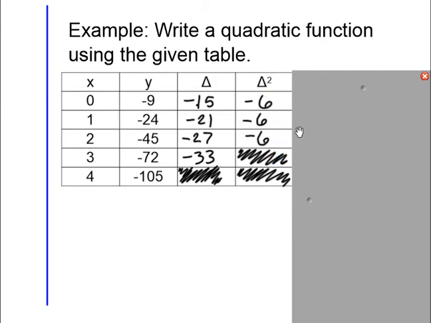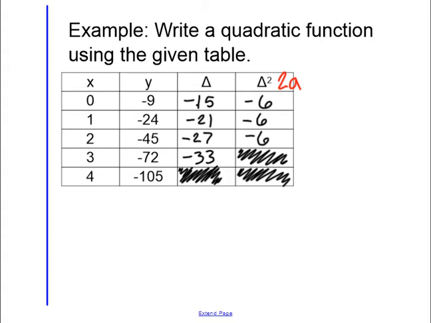When creating a quadratic equation, we refer to this as the 2a column. And since it's the 2a column, we can actually set a small little equation. 2a is equal to negative 6. So what is a? A is equal to negative 3. I now have an a to plug into my equation.